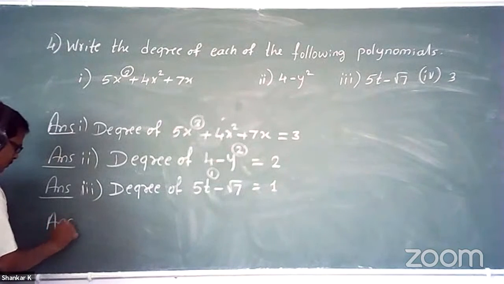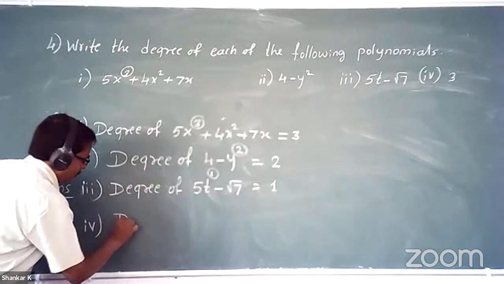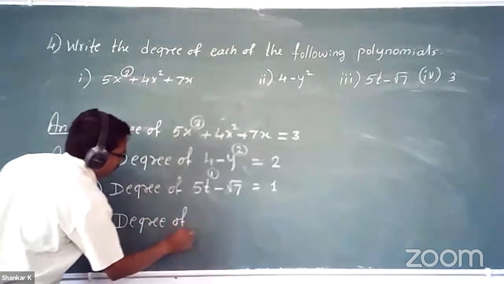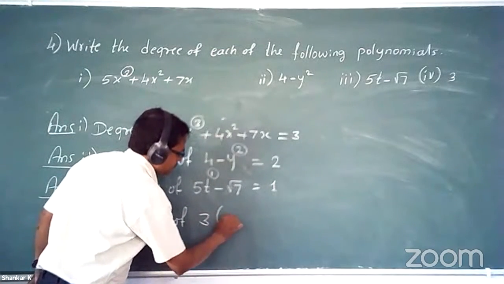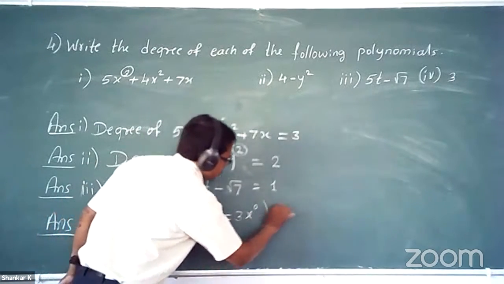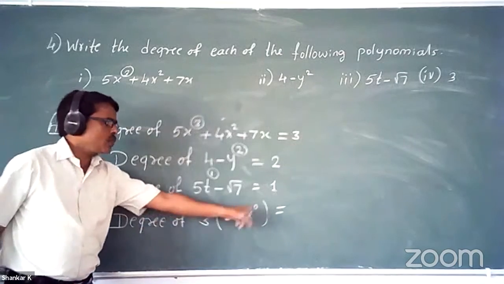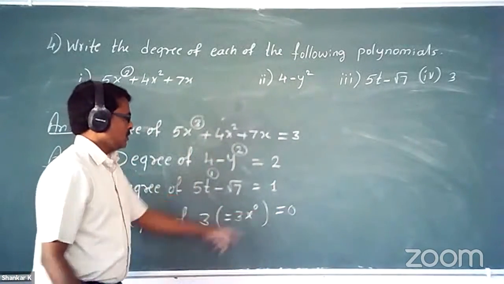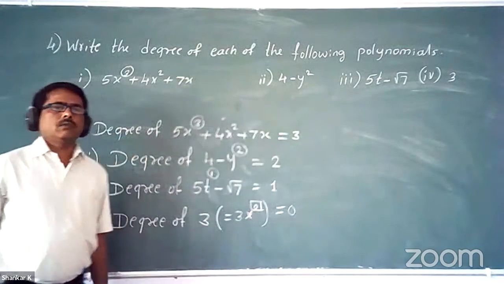Answer. Fourth. Degree of 3. 3 can be written as 3 x raised to 0. Degree of 3 means degree of 3 x raised to 0. Highest exponent is how much here? 0. So its degree is 0.